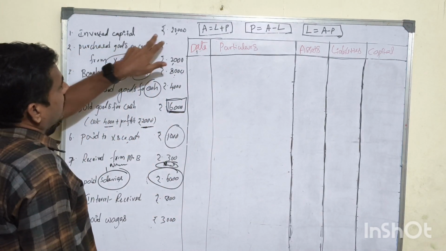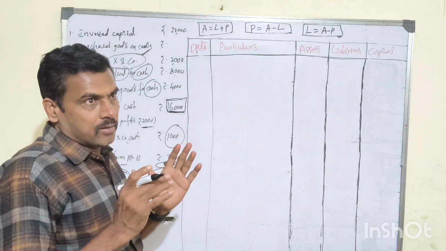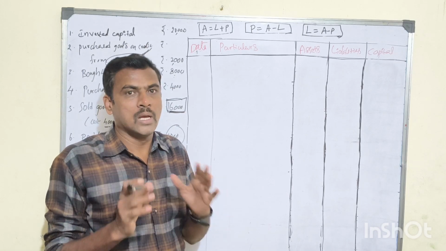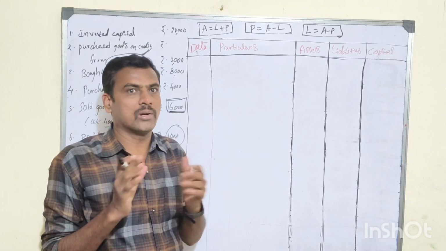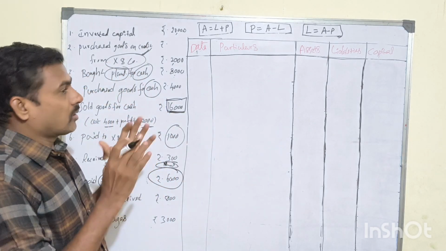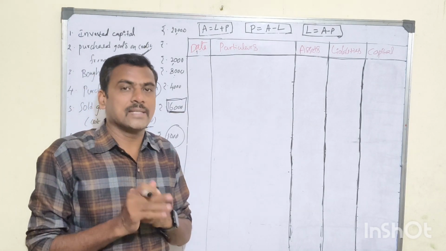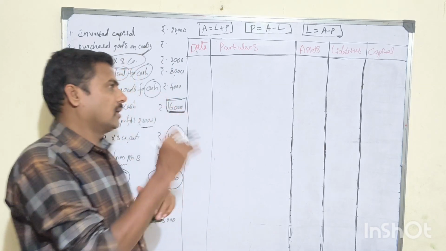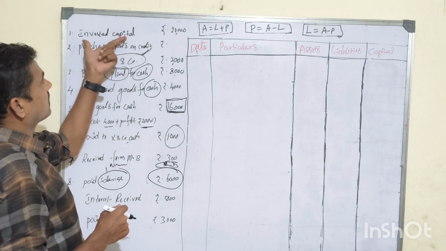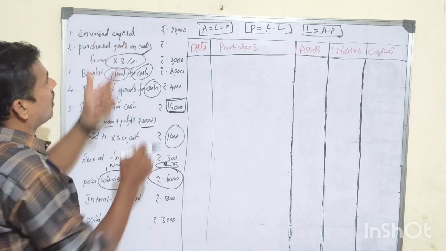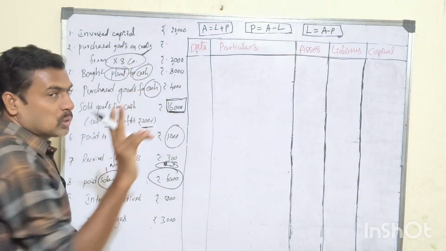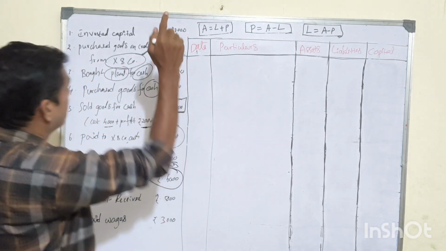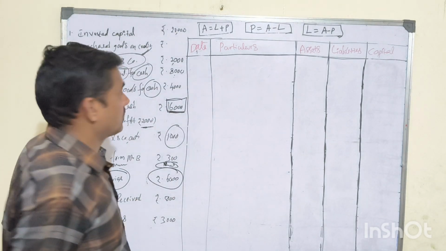Okay, invested capital in the business. For any transaction, the best thing that everyone should know is the basic accounting rules, the golden rules. And also, what is accounting? Analyzing, identifying, recording, summarizing, and reporting. When there is a transaction, we need to analyze it in terms of the two aspects. Every business transaction will have two aspects: one is the debit aspect, one is the credit aspect.